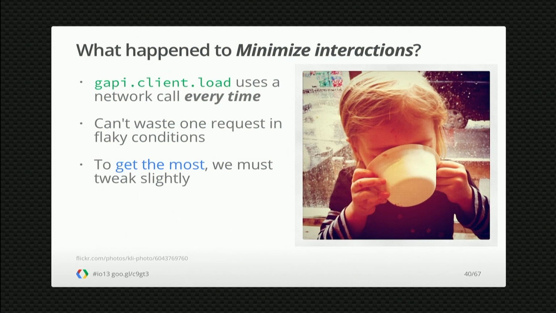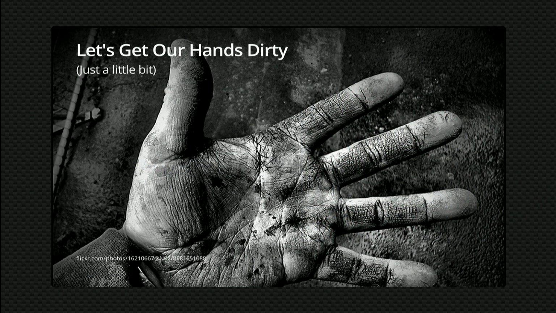So what happened to minimizing interactions? There was actually a bad thing in there which goes against these things we were saying before. gapi.client.load actually uses a network call every time we want to talk to a new API. So if we are in these conditions where we don't have a great network connection, wasting one request could make the difference between actually retrieving a photo and making a user's experience better or not. So to get the most out of it, we have to tweak this a little bit and get our hands dirty, but not too dirty.